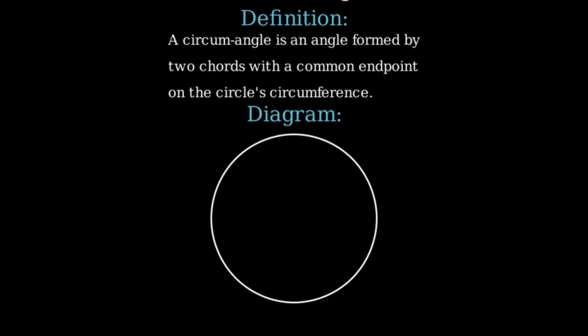First, we'll draw a circle. Let's mark a point A on the circumference. This will be our common endpoint. Now, we'll mark 2 more points B and C on the circle. Now, let's draw the chords AB and AC. These chords share point A as their common endpoint. The angle BAC formed at point A is our circumangle.